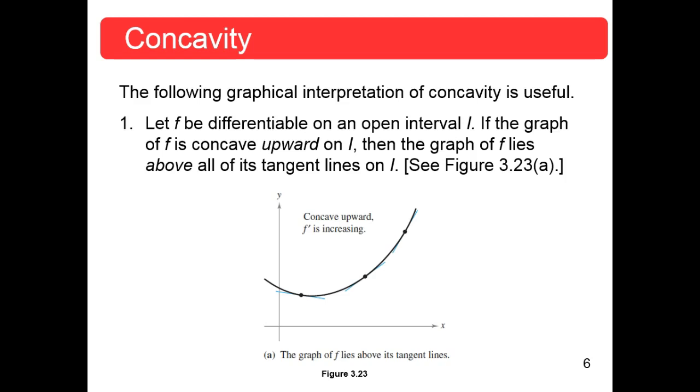Let f be differentiable on some open interval I. If the graph of f is concave upward on I, then the graph of f lies above all its tangent lines. I don't think I ever would have thought of saying that, but that sure is a good way to express it. The graph is always above. Here's a tangent line here, here's a tangent line, there's a tangent line. Everywhere the graph is actually above the tangent line. That means it's concave upward. f prime is increasing.